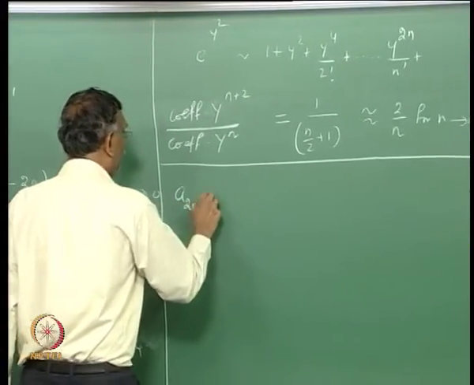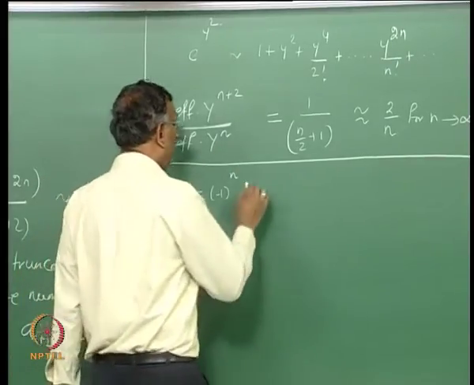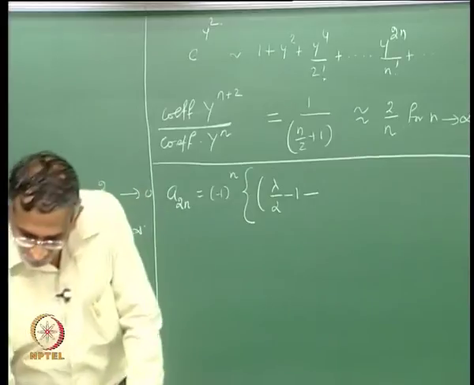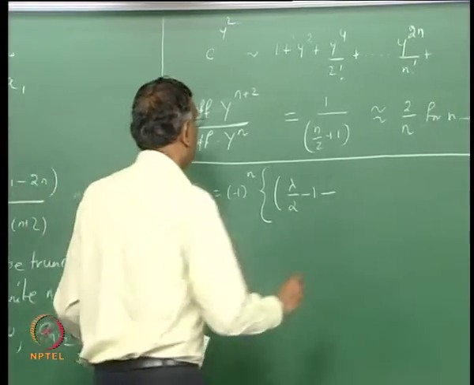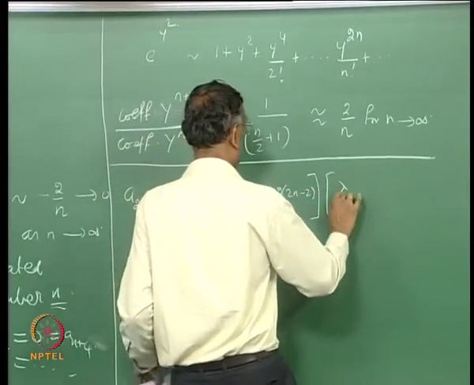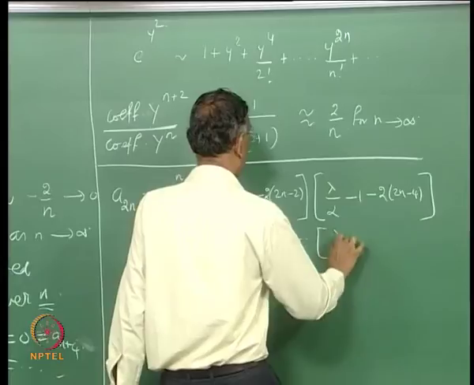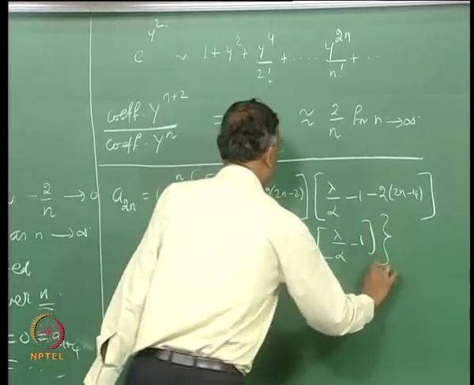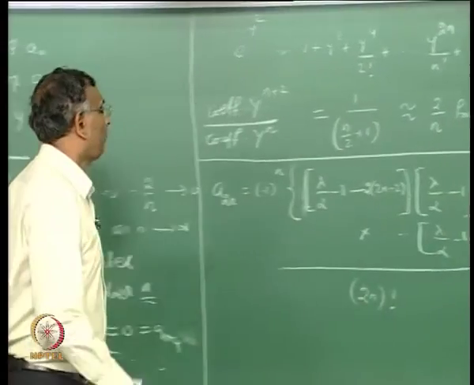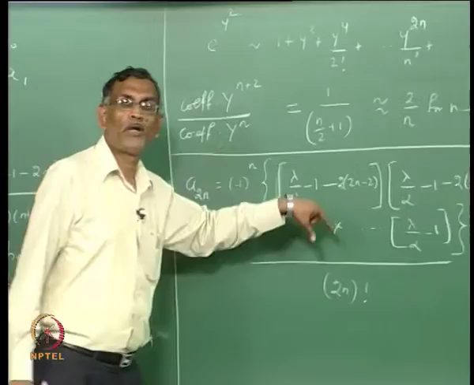Please remember a 2n was written earlier in the last lecture as minus 1 to the power n. If I remember, it is lambda by alpha minus 1 minus 2 into 2n minus 2, I think we had this, and lambda by alpha minus 1 minus 2 times 2n minus 4, and so on till lambda by alpha minus 1, all of this divided by 2n factorial times a 0. Therefore, what we want to do is to have a certain value of n such that perhaps a 2n is not 0, but a 2n plus 2 will be 0.